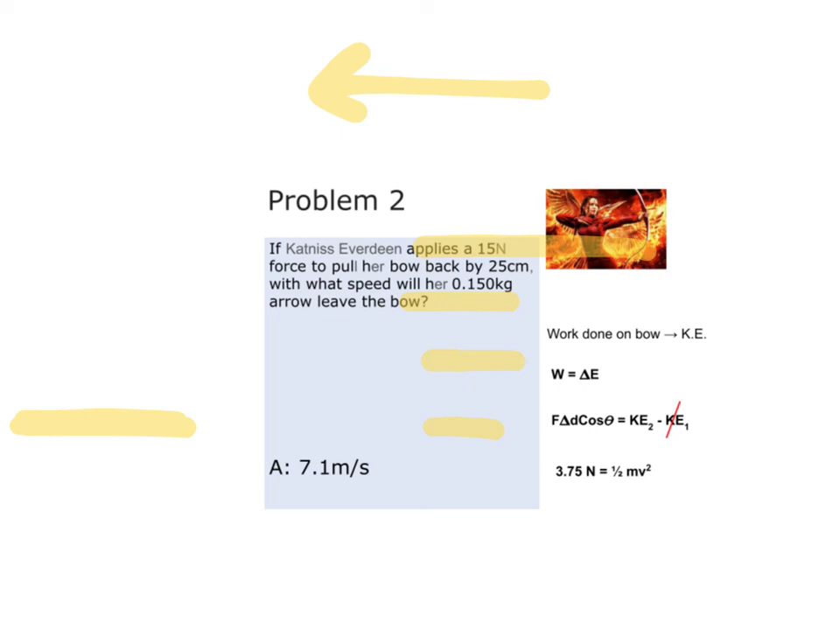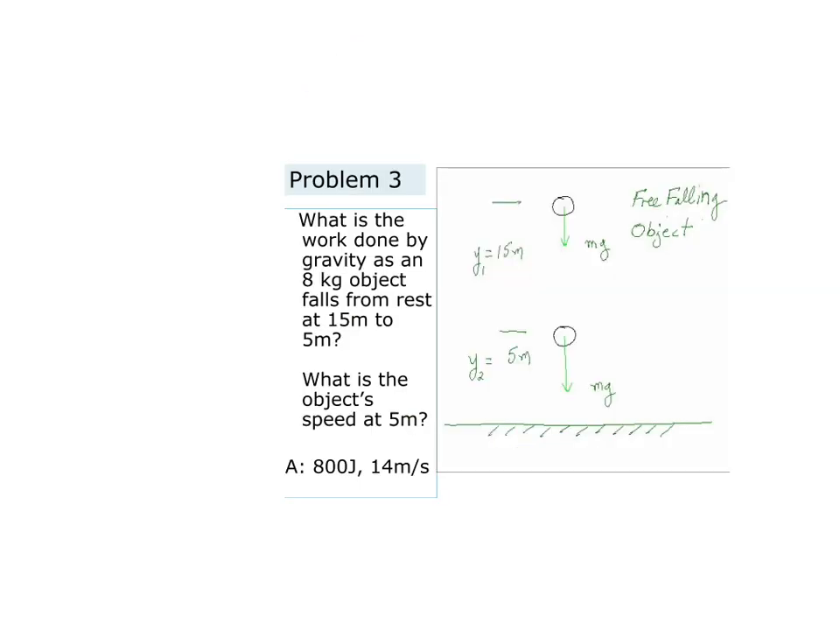Now, if we set that equal to the change in energy, well, the arrow started with a kinetic energy of 0, so did the bowstring before it was pulled back. And so if we just focus on the kinetic energy 1/2 mv squared, we can isolate for V. If we multiply 2 times 3.75, we're going to get 7.5. And then if we divide by m and take the square root, we should, by isolating, get 7.1 meters per second.